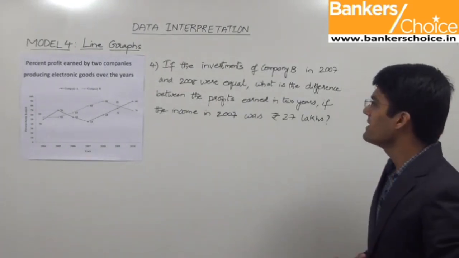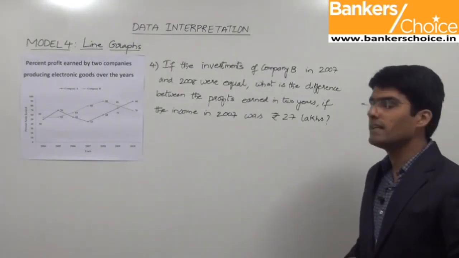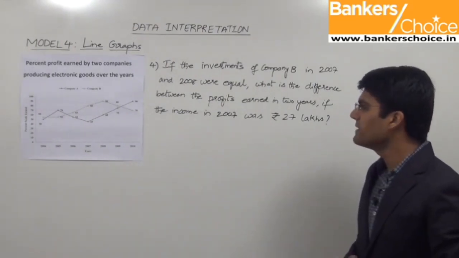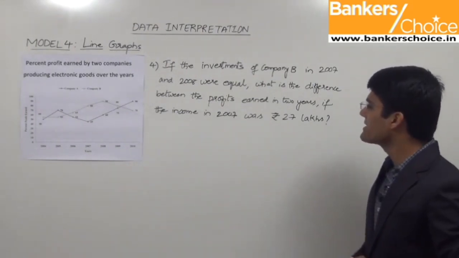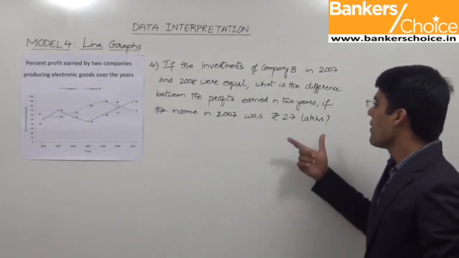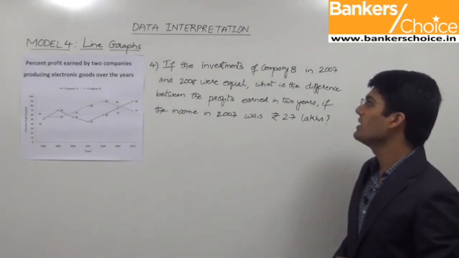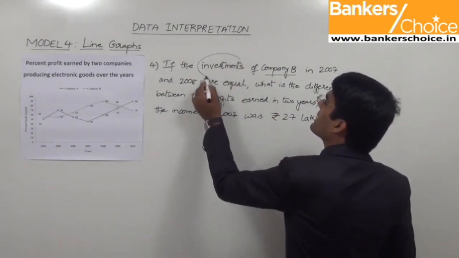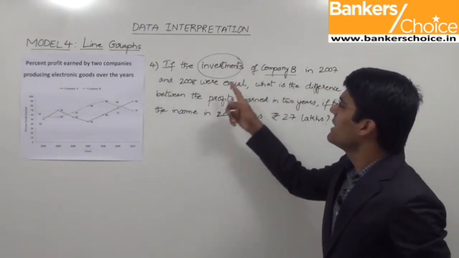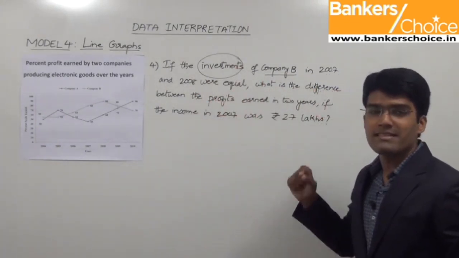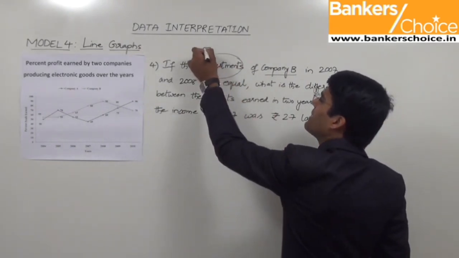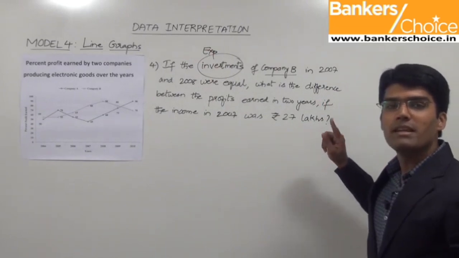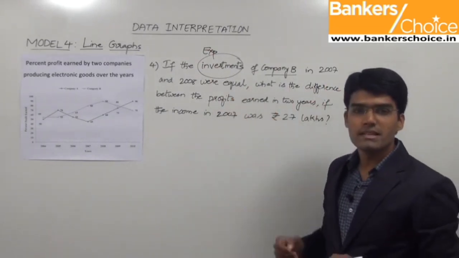The fourth question here is, if the investments of company B in 2007 and 2008 were equal, what is the difference between the profits earned in the 2 years if the income in 2007 was rupees 27 lakhs? So here the question is with respect to company B and it says the investments of the company in 2007 and 2008 were equal. We understand that investments here is nothing but the expenditure. So it clearly means the expenditure of company B in 2007 and 2008 were equal.